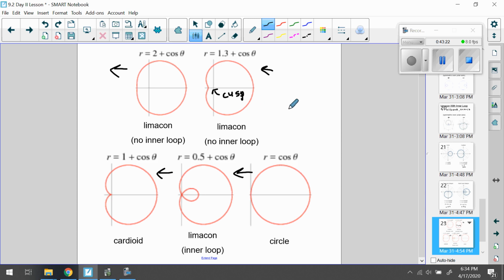And again, I would encourage you to grab your graphing calculator, play around with this yourself, put some numbers in there, and see how your graph changes if you change sine to cosine or cosine to sine. If you do that, you're going to come away with a pretty good understanding of this lesson.